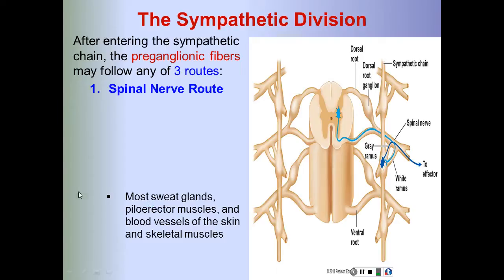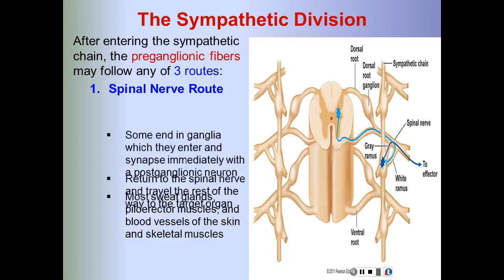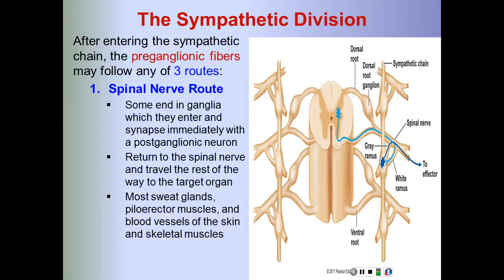Now, after entering the sympathetic chain, the preganglionic fibers may follow only 3 courses, or 3 routes. Some end in the ganglion and synapse immediately with the postganglionic neuron. Some travel up and down the chain and synapse in ganglia at other levels. These fibers are the only route by which the ganglia at the cervical, sacral, and coccygeal levels will receive their input. And some pass through the chain without synapsing and continue as the splanchnic nerves.